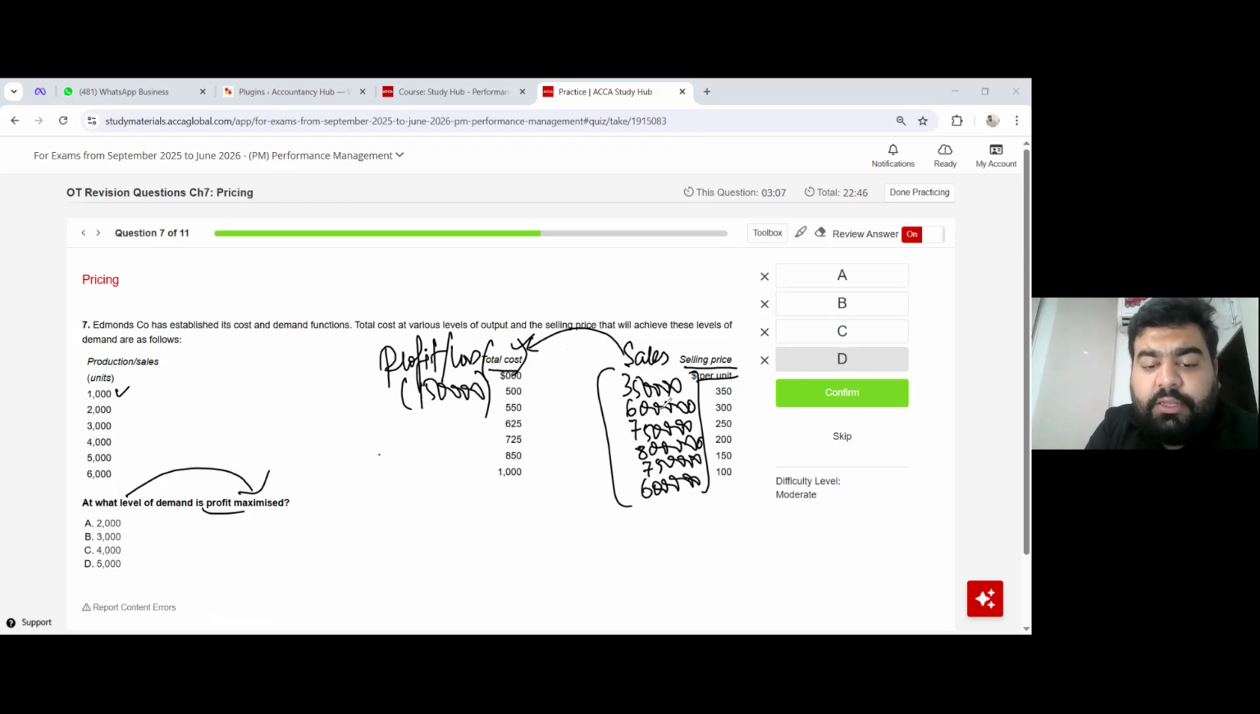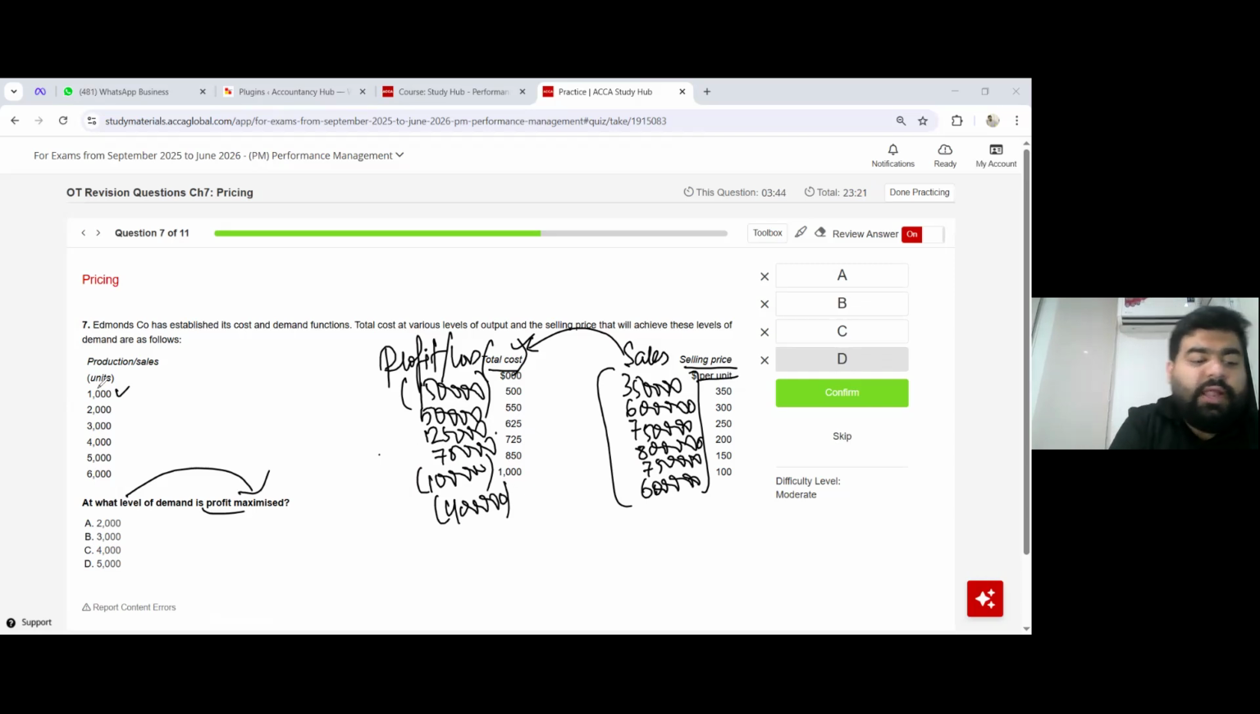Here 600,000 minus 550,000, 50,000 will be the profit in the second scenario. Here 750,000 minus 625,000, it will be 125,000 profit in the third scenario. In the fourth scenario, 800,000 minus 725,000, it will be 75,000 profit. Now 750,000 minus 850,000 is a 100,000 loss, and 600,000 minus this is a 400,000 loss. So from 1,000 demand to 6,000 demand, we have calculated the profit at every level.